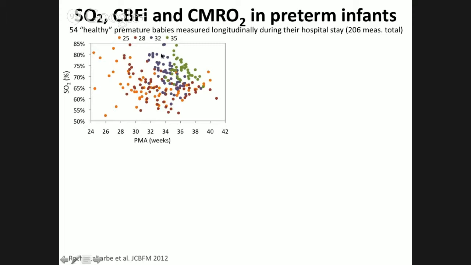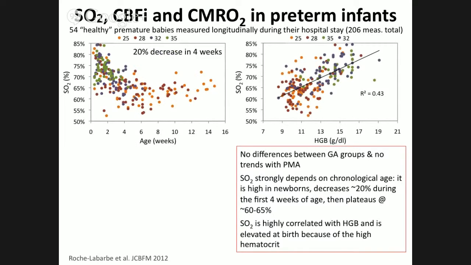So orange is 25 to 28 weeks gestation, red is 28 to 32, purple is 32 to 35, and blue, it's green, right? Yeah, green is 35 to 37 weeks. So we didn't see any correlation with post-maturational age. But if we look at SO2 versus age, we see substantial changes over the first 4 weeks of life. So SO2 drops about 20% over the first 4 weeks. And it plateaus around 60 to 65%.